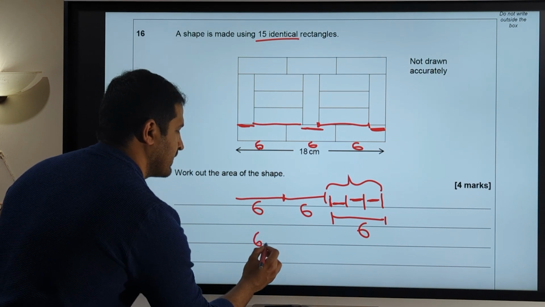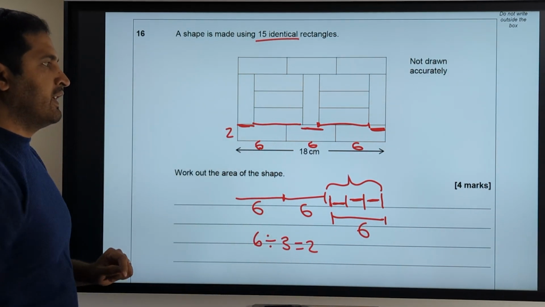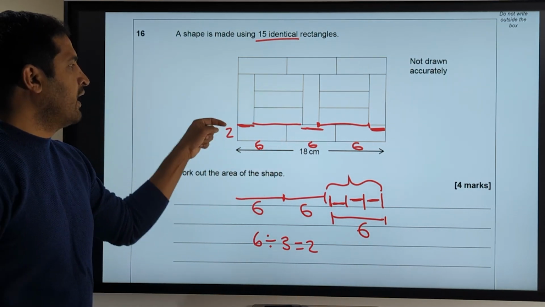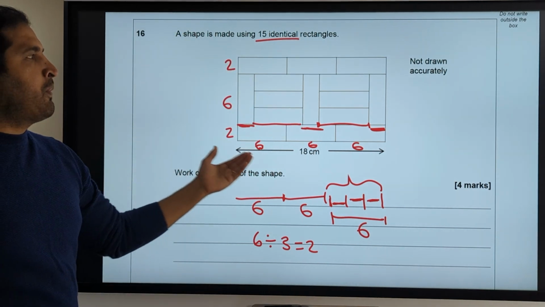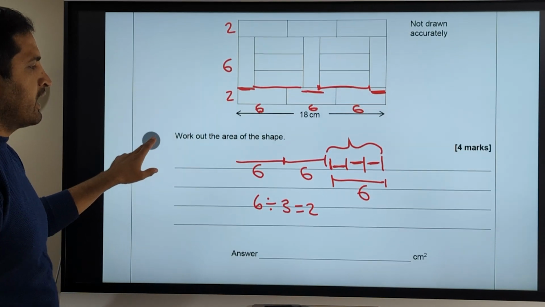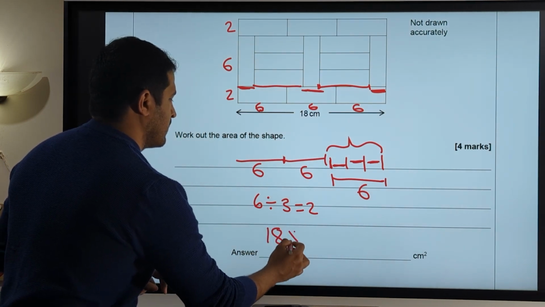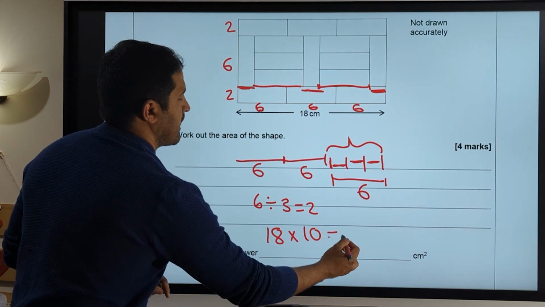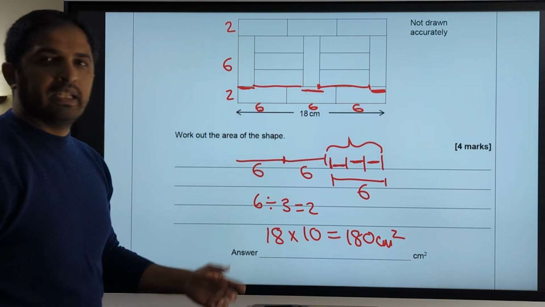So we're doing 6 divided by 3, which is 2. So we know the height of the rectangle is 2, and the width or base of the rectangle is 6. So that's 6 and that's 2. So we now know the base and the height of the rectangle. If you want to work out the area, all we have to do is 18 times 6 add 2 add 2, which is 10. And that gives you 180 centimetres squared. That's it, so 4 marks.